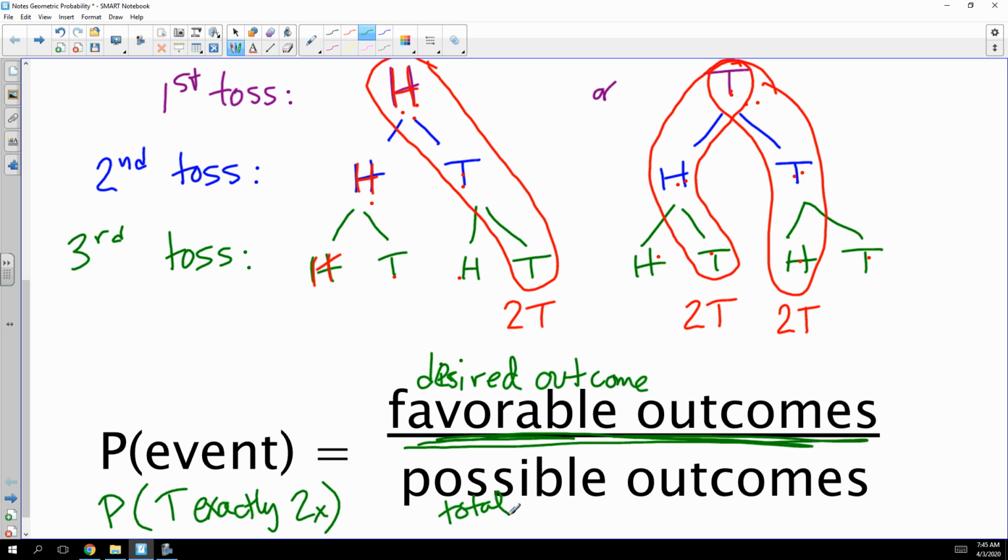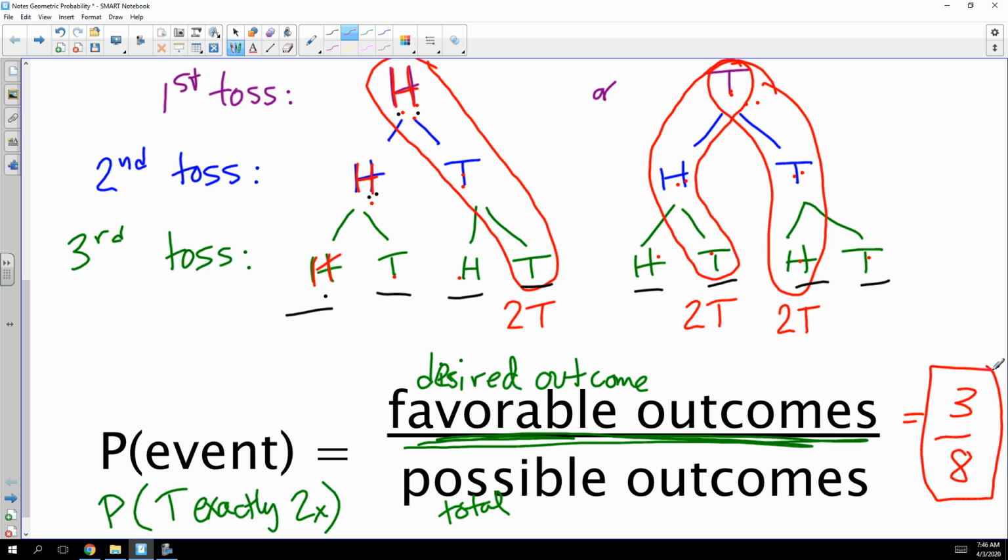The desired outcome was how many times did we get tails exactly twice? And that was 3 times in the situation above. We got it 3 times exactly twice. The total possible outcomes is, remember, we had heads, heads, heads. That was 1. Heads, heads, tails, 2. 3, 4, 5, 6, 7, and 8. So that's 3 divided by 8. That's the probability. If you toss a coin 3 times, that's the probability that you would get tails exactly twice.